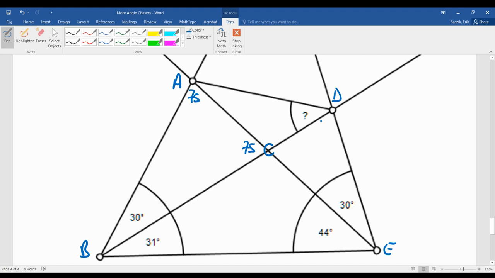Okay. Now, you can also look at this big triangle, triangle DBE, and it's got angle measures of 31 and what's that, 74. So that's going to make this angle to be 75. And then if that's 30, this one is also 75.